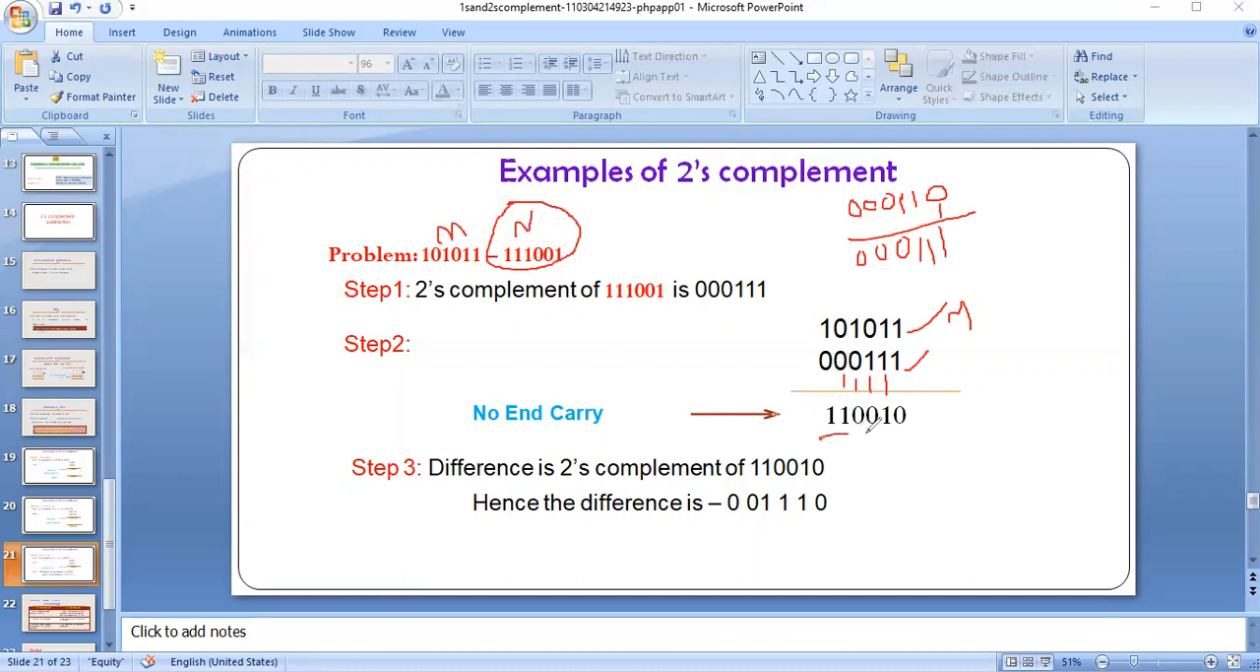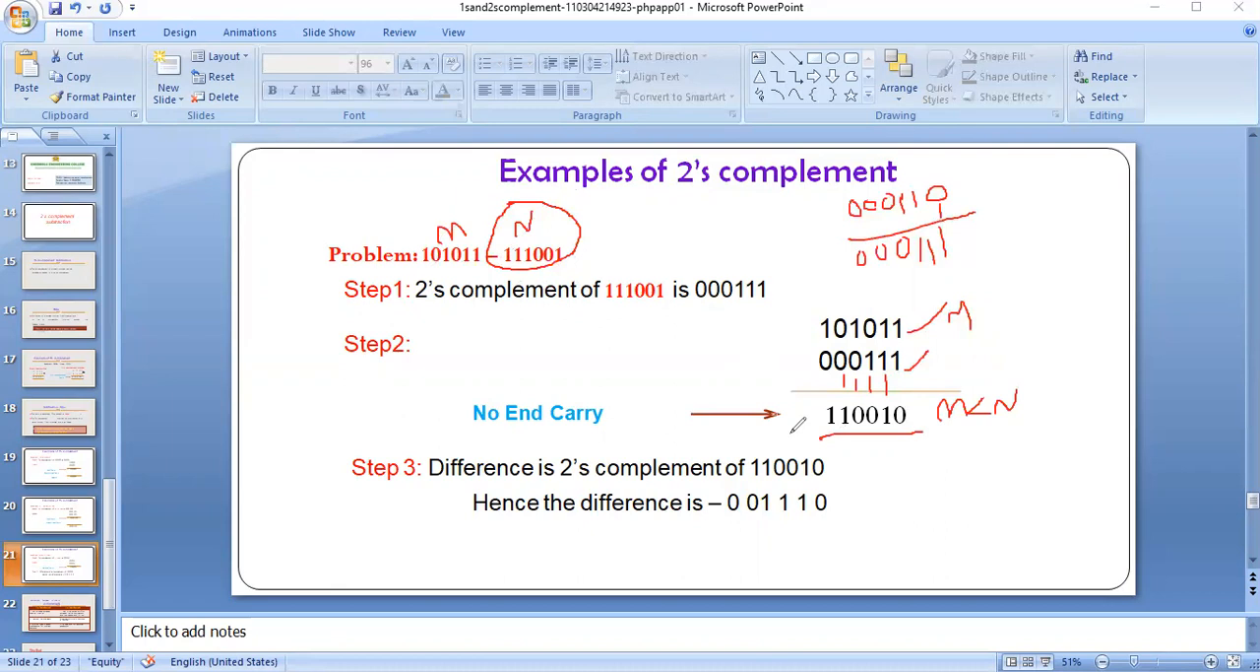See here, you may observe. There is no end carry in the result. So if there is no end carry in the result, that is the m less than n condition. M less than n condition means this one is the smaller number and this one is the bigger number. So we get a negative result.